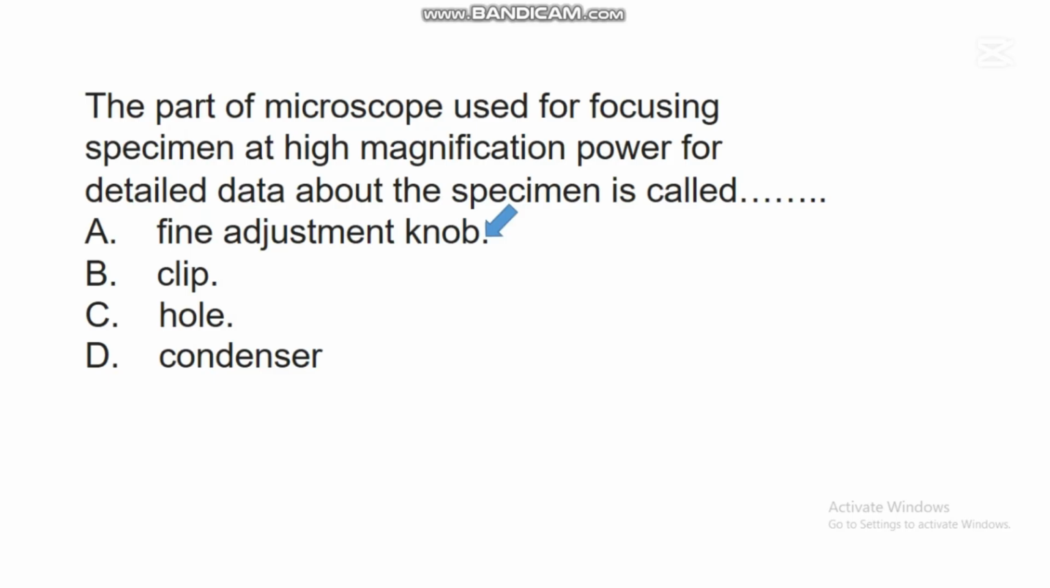Fine adjustment knob. This part known as fine adjustment knob is a part of a microscope used by scientists for focusing the specimen or the object of study at high magnification power, so that the scientist will now get detailed information about that particular specimen. So when a scientist operates very well with this part known as fine adjustment knob, it will help that scientist to get a good view of that specimen. It will help that scientist to get detailed data concerning that specimen.